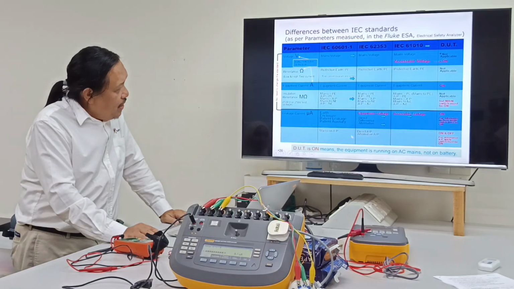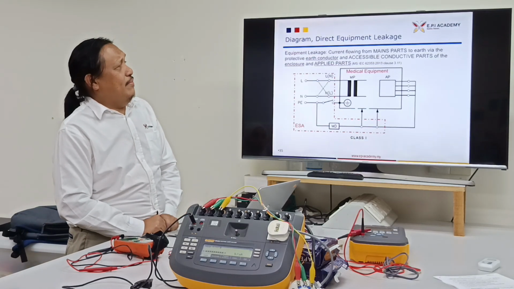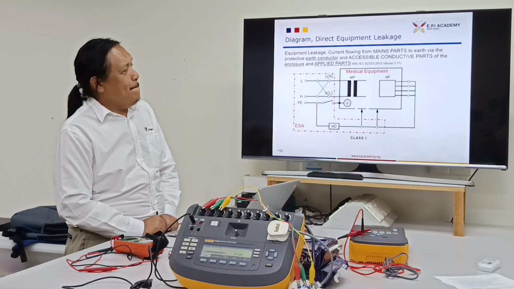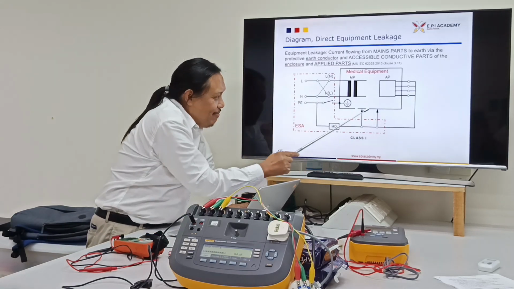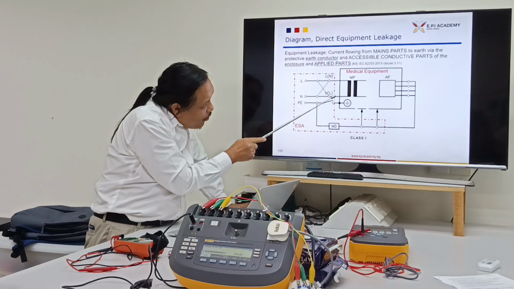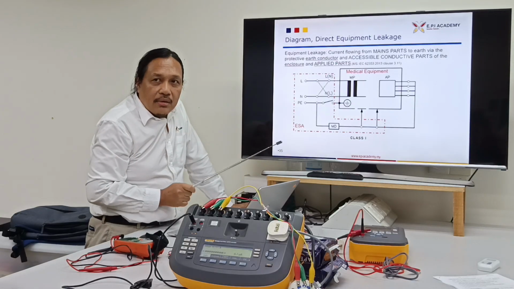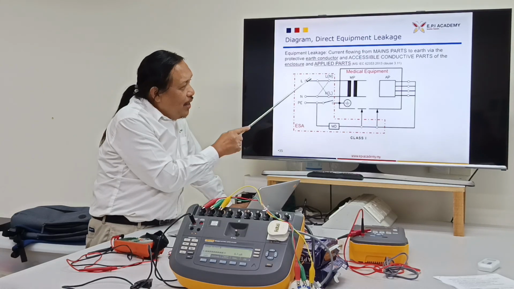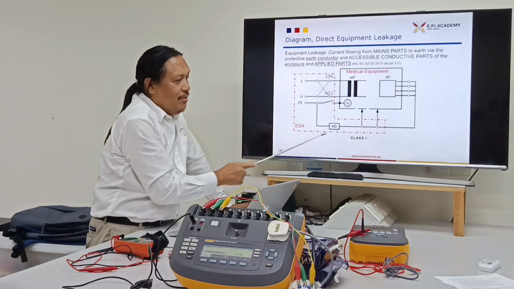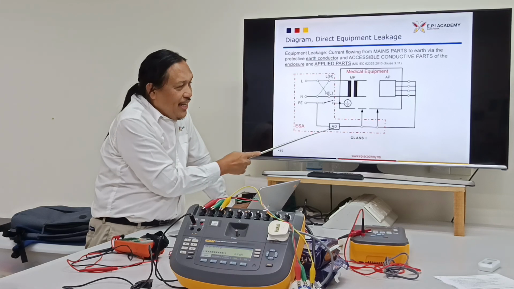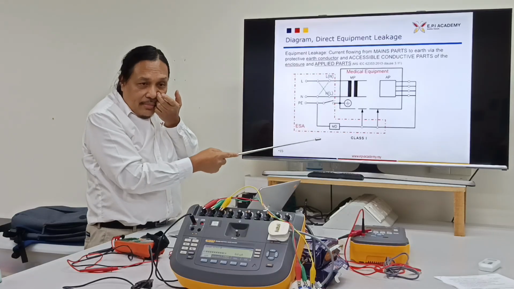And how is it being measured? Let's see. You have seen this one already, right? Okay, this is the medical equipment. This is the power cord of the medical equipment. And this is the electrical safety analyzer. So you plug the power cord of the equipment into the analyzer. That's why it's already inside the box, this red box. You measure the leakage. This is the analyzer.